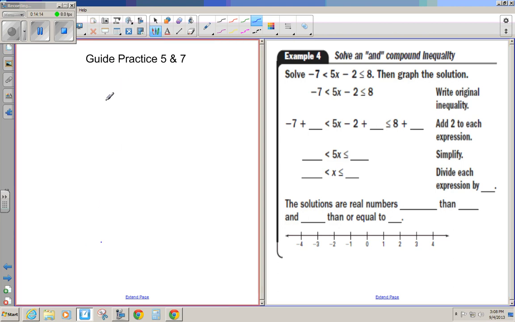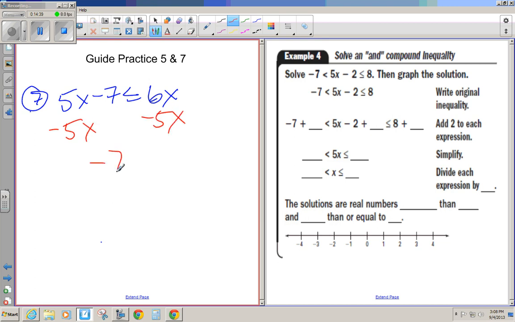All right, guided practice 5 and 7. I'm just going to choose the hardest one. Let's look at number 7. You should be able to do the rest. 5x minus 7 is less than or equal to 6x. So let's move the smaller of the two. -7 is less than or equal to x. We're done.